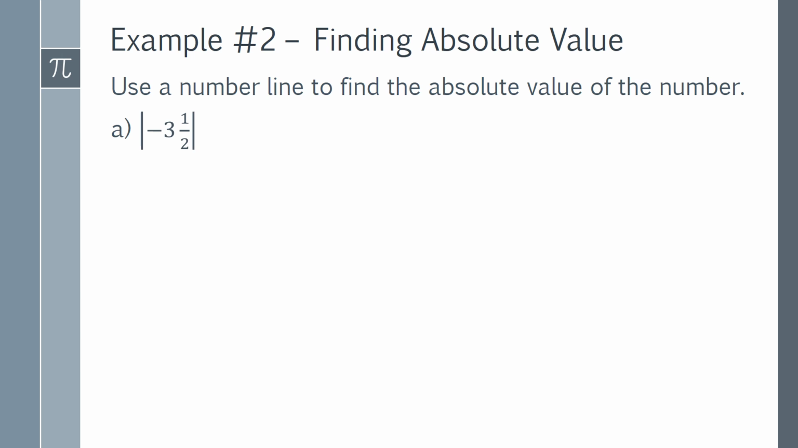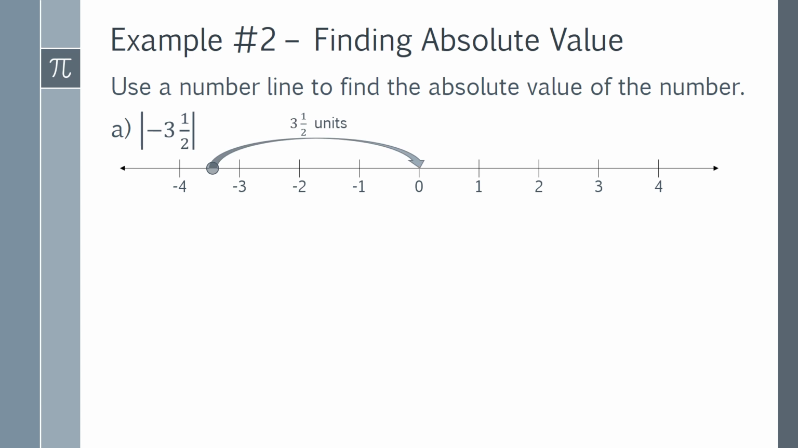Example number 2. Finding absolute value. We will once again use a number line to find the absolute value of the number. For part A, we will find the absolute value of negative 3.5. Start by drawing the number line and graph the point. Then measure from that point to 0. Negative 3.5 is 3.5 units away from 0, so the absolute value of negative 3.5 is 3.5.